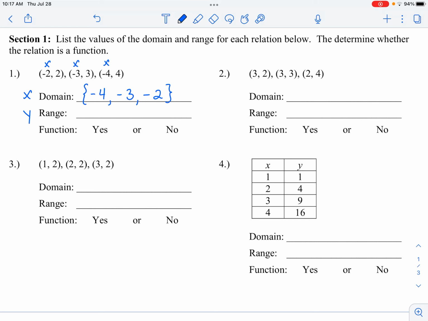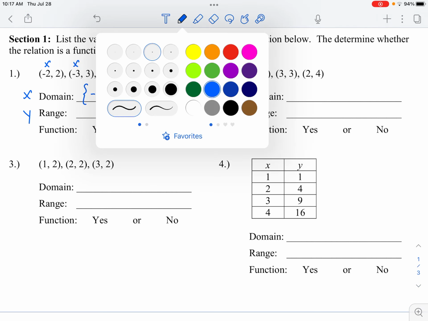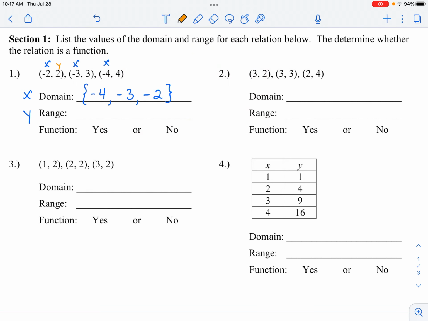The range values are the y values. Let's do a different color there. So y, y, and y. Those numbers are 2, 3, and 4. And that's actually the order from smallest to biggest. So I'm going to write 2, 3, and 4. Okay? So there's my domain, there's my range.